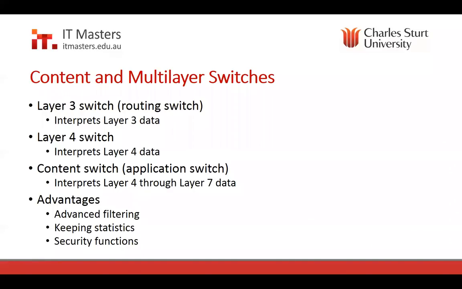The advantage of these is really advanced filtering. You can look at every single part of your packet and make a decision on which way that packet is going to go based on that high-level information, rather than just on MAC address, which a layer 2 switch does. You can keep bucketloads of statistics for all the different layers, which is kind of cool if you're a bit of a management nerd. And there are some security functions as well, built around particularly layer 7, the content switches, that allow you to secure things much more securely because you have visibility into a greater portion of the information flowing through your network.